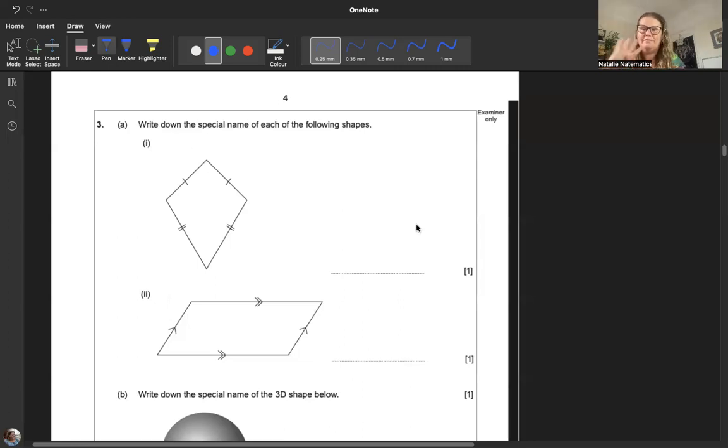Think quad bike, 4. But this one is, so those 2 lines there mean they're the same length as each other. And these lines here mean that they are the same length as each other, but not necessarily the same length as these. Okay, so this one is a kite, and I'll put that one in.